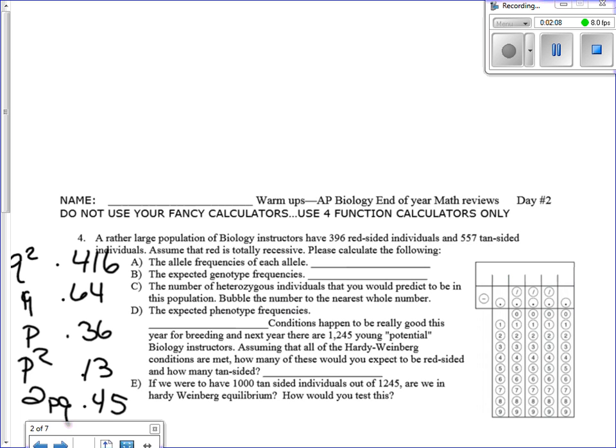Okay, so the allele frequencies of each allele. Who's going to give me this answer? P equals 0.64, Q equals 0.36. The expected genotypic frequencies. P squared equals 0.42, Q squared equals 0.13. Good. Okay, so the number of heterozygous individuals you would predict to be in this population, bubble the number in to the nearest whole number.